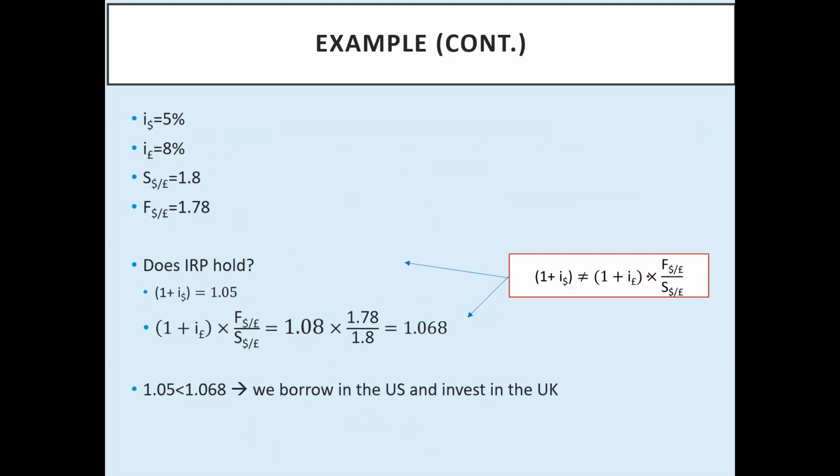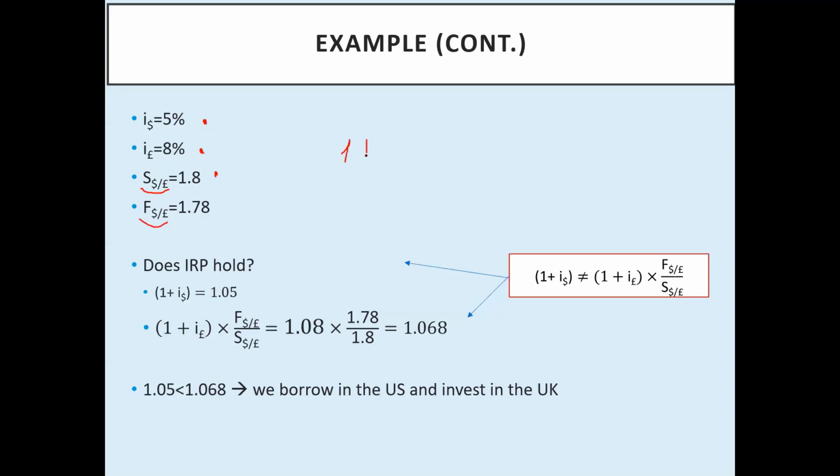So I'm just going to summarize the question here. Our risk-free rate in the US is 5%. Our risk-free rate in the UK is 8%. Our spot rate, so this is the price of the pounds in terms of the USD, is 1.8. Our forward rate is 1.78, okay?